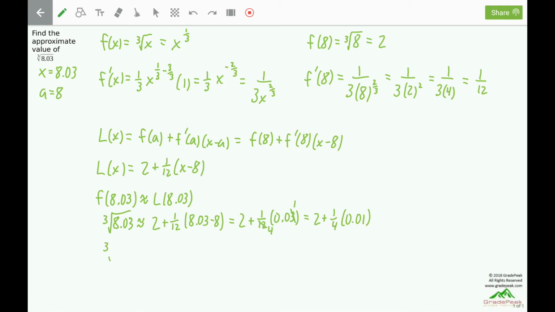So the cubed root of 8.03 will be approximately equal to 2 plus 1/4 of 0.01, which will be 0.0025. So the cube root of 8.03 will be approximately equal to, adding those together, 2.0025. And there's the approximate value of the cube root of 8.03.